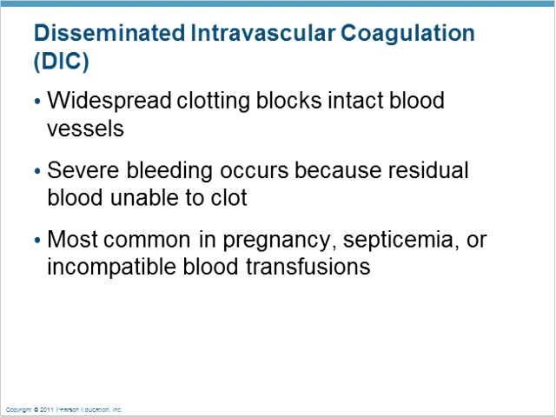Some of the abnormal diseases that occur are disseminated intravascular coagulation, DIC. It causes widespread clotting which blocks the blood vessels, so the body just suddenly starts clotting everywhere. Severe bleeding occurs because we've used up all our clotting material throughout the body. It's most common in pregnancy, septicemia, which is an infection of the body, or incompatible blood transfusions. DIC can cause widespread clotting everywhere.